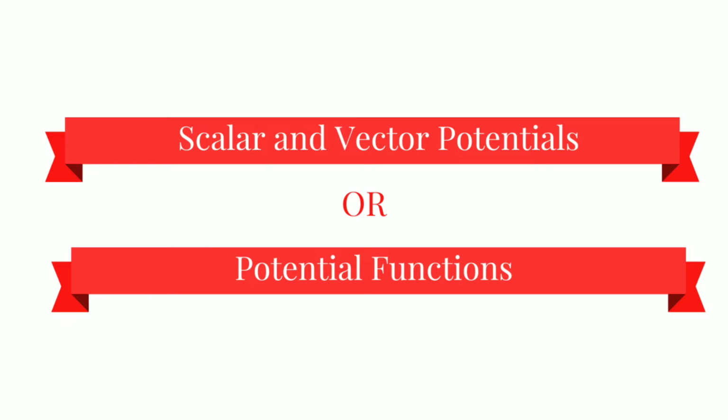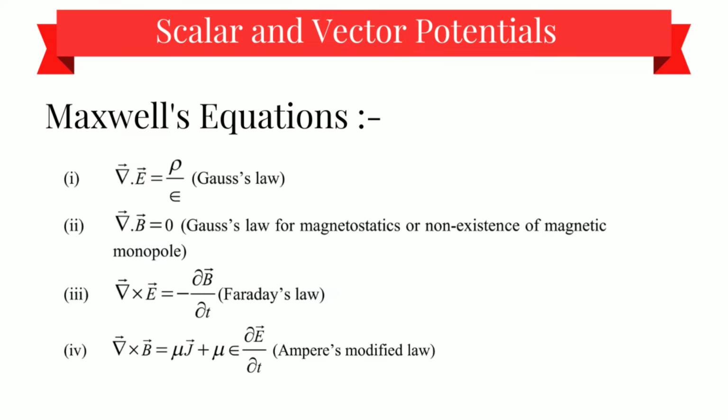Topic of today's video is potential functions, that is scalar and vector potentials. Well, we know that these are the four Maxwell equations. Del dot E is equal to rho upon epsilon naught, which is Gauss law. Second one is del dot B is equal to 0, which is Gauss law for magnetostatics.